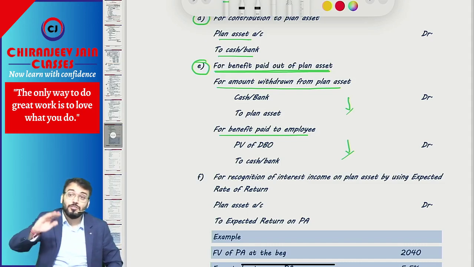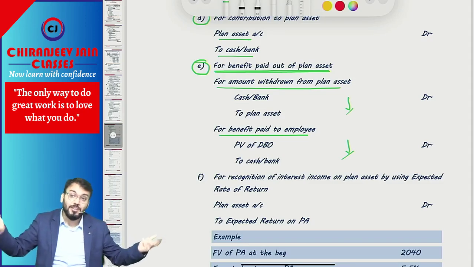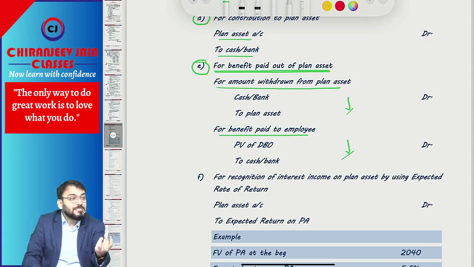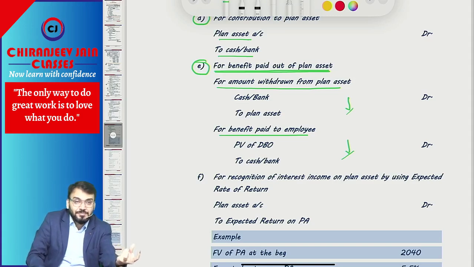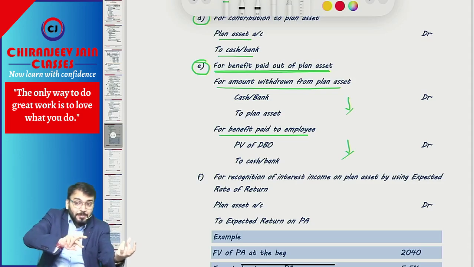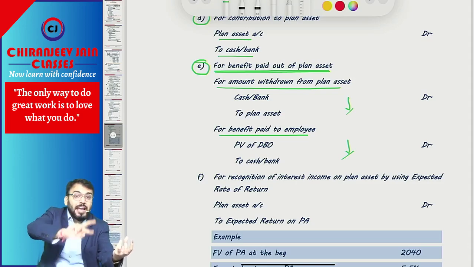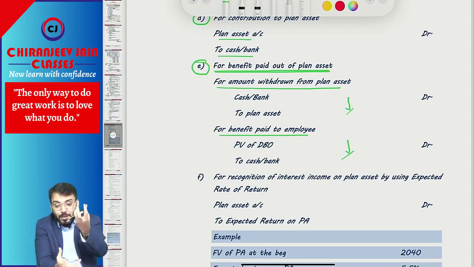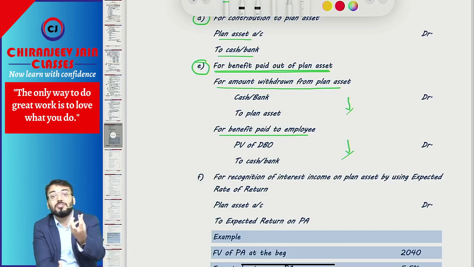Understood? So my expectation is 10%. But you may earn 20% for me, and I will say happy. Or you may earn 2% for me. So 10% becomes the expected rate of return. And if you are giving me 20%, how much extra am I receiving? That becomes an actuarial gain for me. But if you are earning 2%, what is the actuarial loss? 8% becomes an actuarial loss for me.